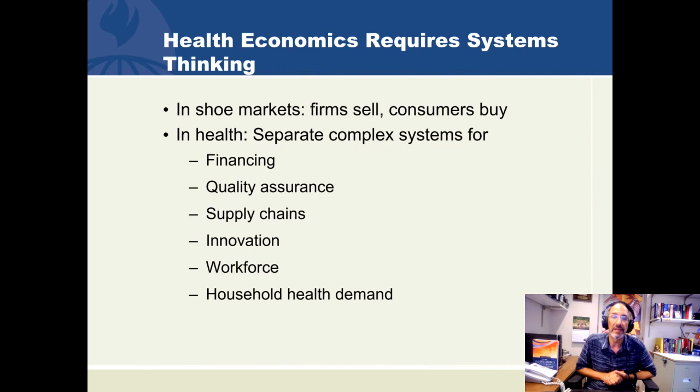In shoe markets, we have a case where firms would sell and consumers would buy, and it's pretty straightforward, supply meets demand. In health, we have multiple complex systems that are overlapping in their scope. There's a system that pays the financing for healthcare. There's a system for quality assurance and many, many overlapping systems to supply the health workers and the drugs and the information that's required to run the system.